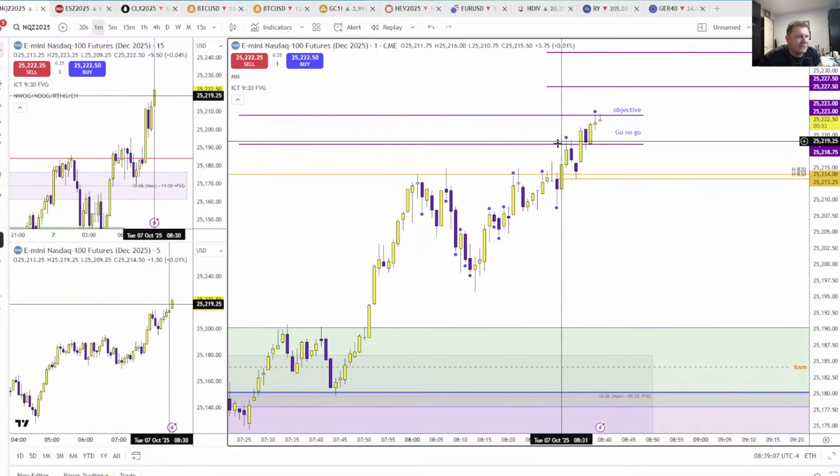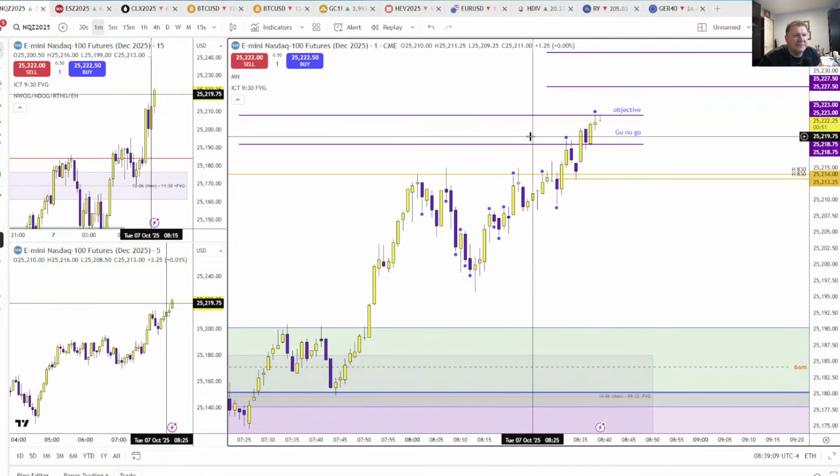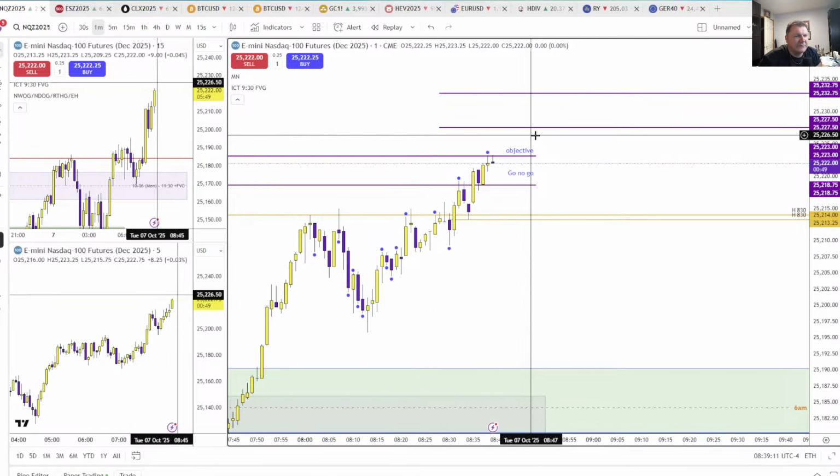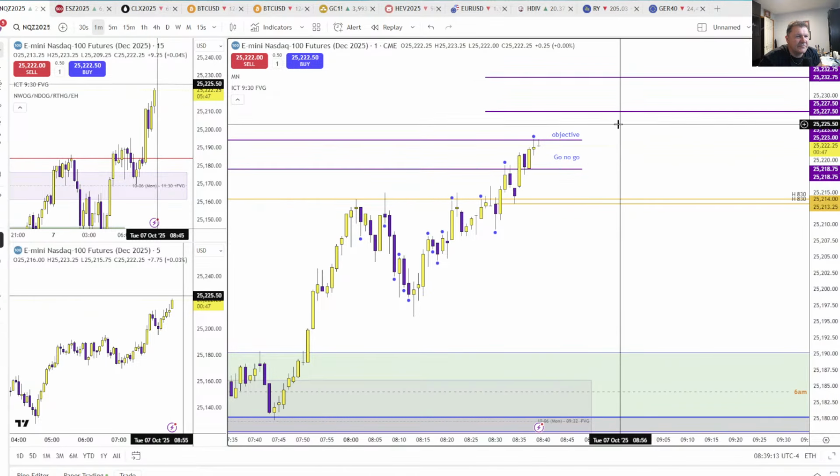And if we just continue to run right through it, then I'm looking for the next objective. So I'm just waiting for an opportunity to see a reversal here. That's all.